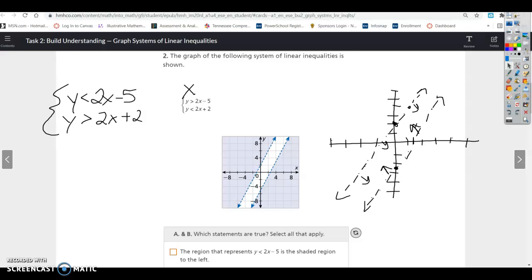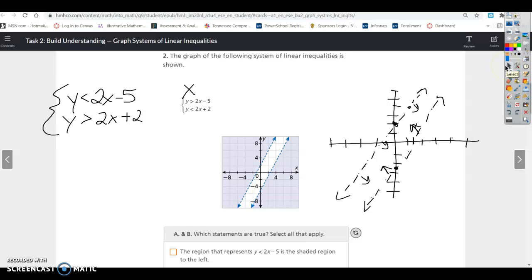All right, guys, I paused the video since they have the wrong inequalities here, because it says the graph of the following system of linear inequalities is shown, and this is not what this graph is. So the first inequality would be y less than 2x minus 5. If you see the y-intercept here and a slope of 2, less than means shaded below, and then y greater than 2x plus 2 is shaded above. So you can just change this in your notes. Don't keep this, because it is wrong.